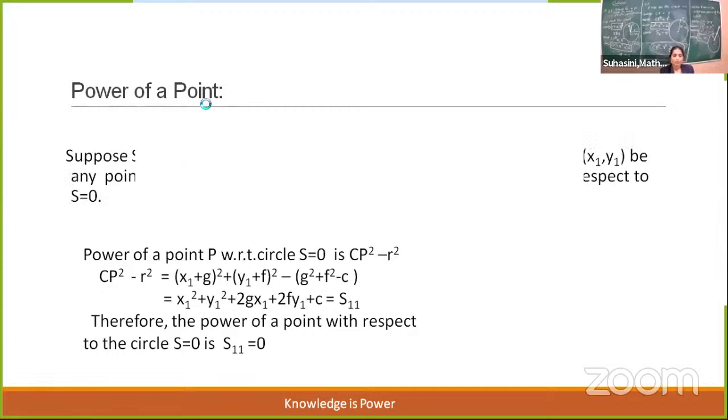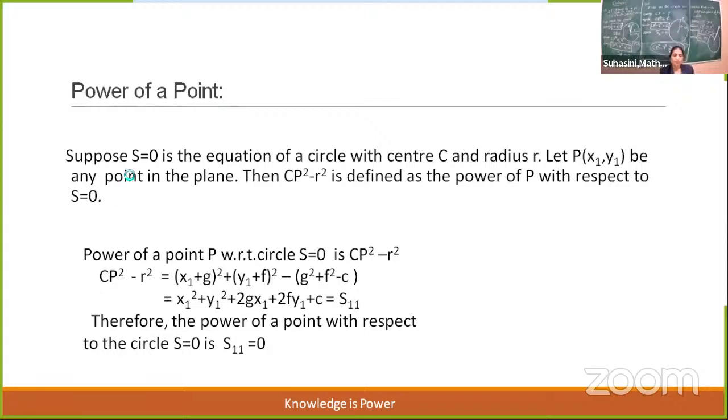Power of a point. This is a very important definition. Suppose we have S = 0 as the equation of the circle and r is the radius. We have a circle whose center is C and radius is r. Let me take a point in the plane of the circle. It can be anywhere in the plane of the circle. And then CP squared minus r squared is defined as the power of P with respect to the circle.